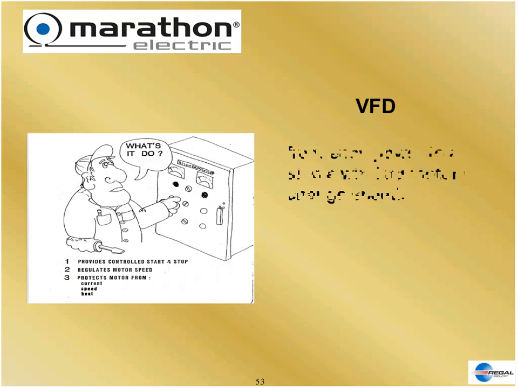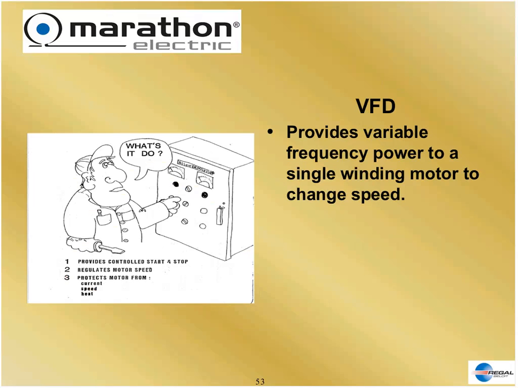What is it? What does it do? It provides variable frequency power to a single winding motor. Now the single winding motor has the same poles. It's only got one winding. It's going to have different kinds of slip when I change the speed, but it now has the ability to change because I'm going to change the frequency, which is the third factor.